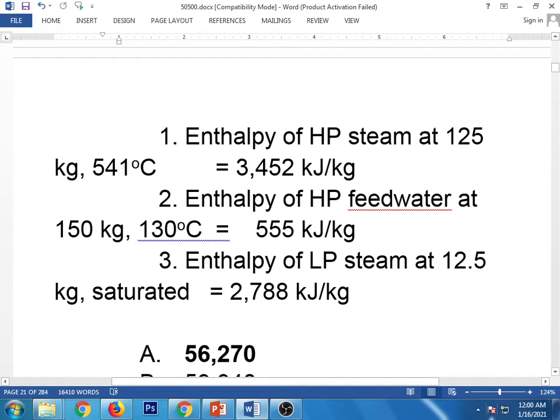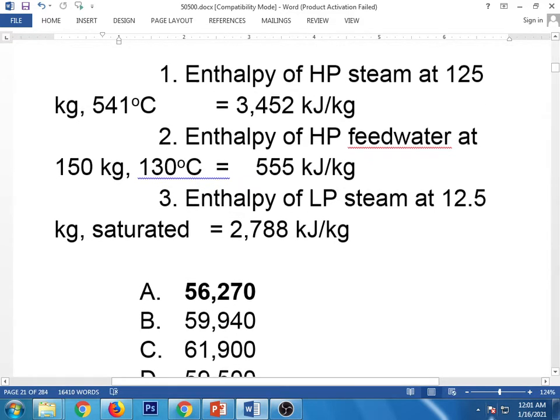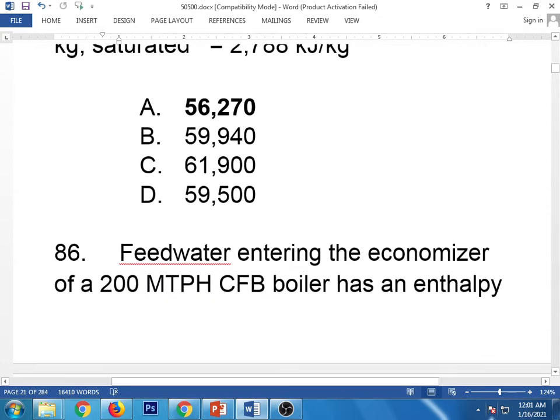Number 1. Enthalpy of HP steam at 125 kg, 541 degrees Celsius is equal to 3,452 kJ per kg. Number 2. Enthalpy of HP feed water at 150 kg, 130 degrees Celsius is equal to 555 kJ per kg. Number 3. Enthalpy of LP steam at 12.5 kg saturated is equal to 2,788 kJ per kg. Answer: 56,270.